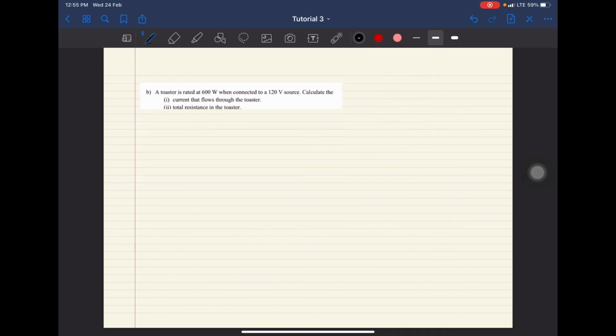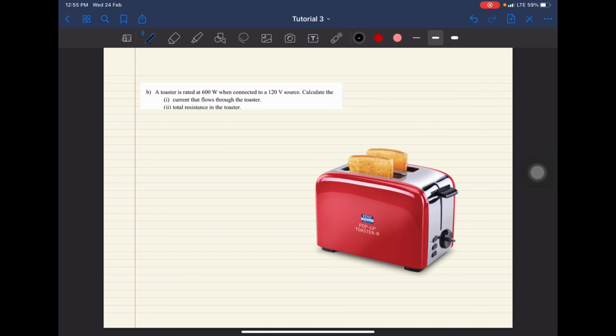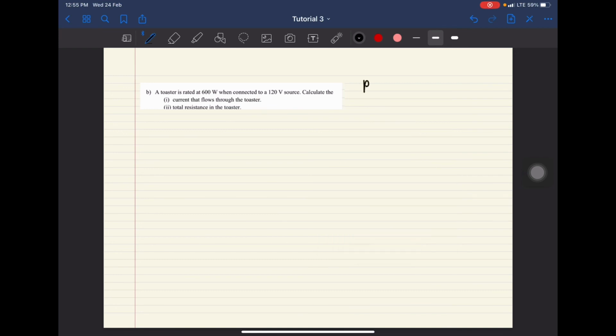Okay, for question number 9B. A toaster is rated at 600 watt. That one is the value of power. Connected to a 120 volt source. So that one is your V. Calculate the current that flows through the toaster. I know I told you guys I don't like this formula, but you don't have any choice here because this is the only information given, and the question wants to find I. So I would be 600 divided by 120. So that one will be 5. Correct, 5 ampere.